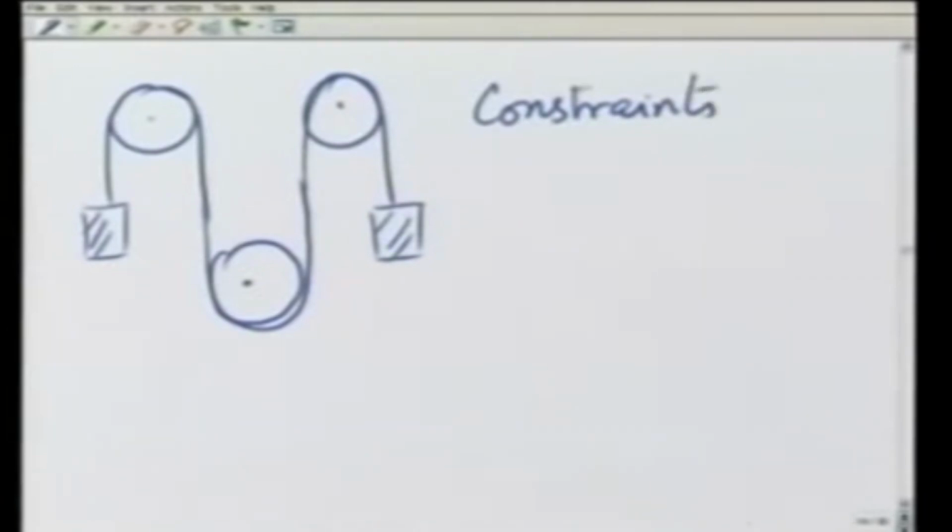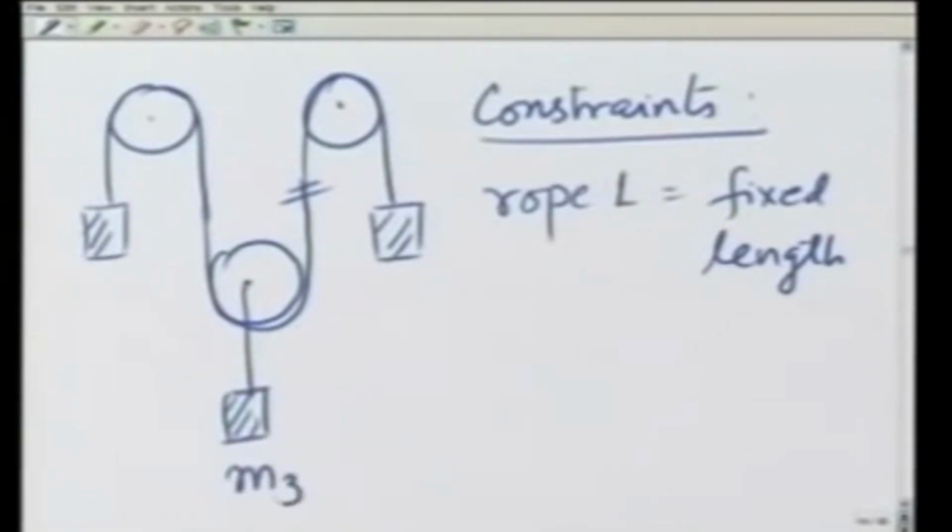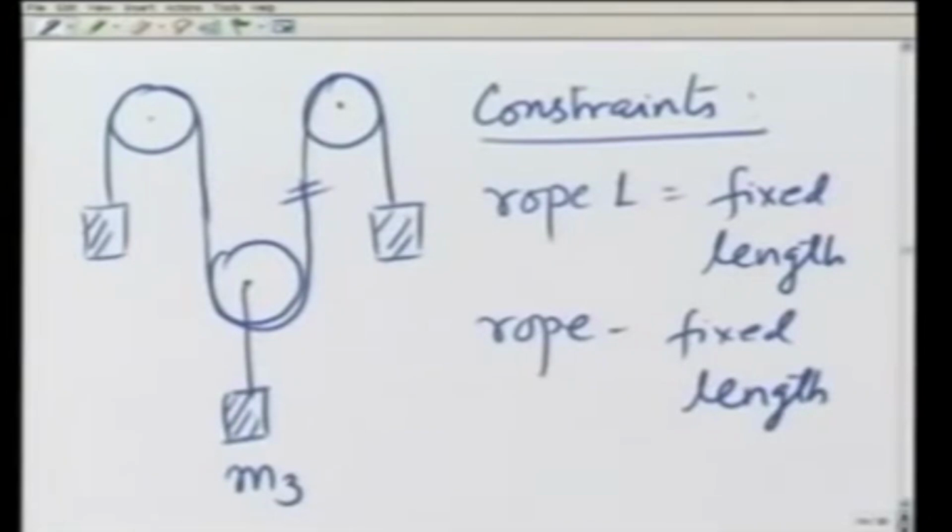The constraints are that the length of rope 1 is fixed. So constraints are: rope 1, which is this one, has fixed length. Similarly, the other constraint is that rope 2, from which mass M3 is hanging, has fixed length, and I got to use them later in writing the constraint equation.